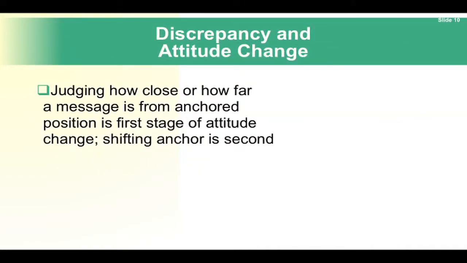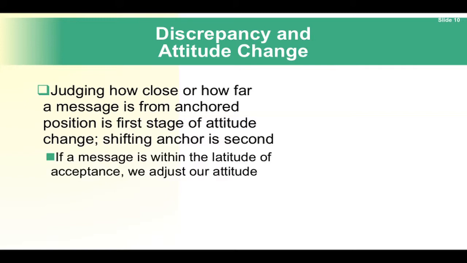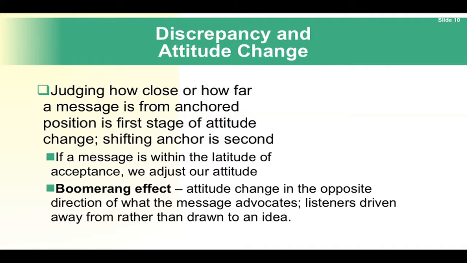Discrepancy and attitude change. Judging how close or how far a message is from an anchored position is the first stage of attitude change. The shifting of the anchor is second. If a message is within the latitude of acceptance, we adjust our attitude. The boomerang effect is when attitude change is in the opposite direction of what the message advocates. Listeners are driven away from rather than drawn to an idea.